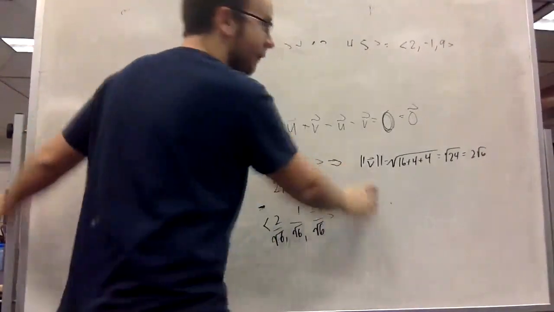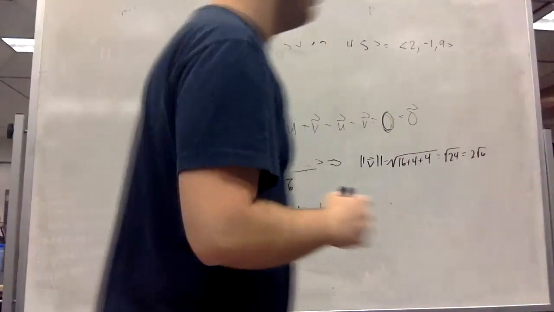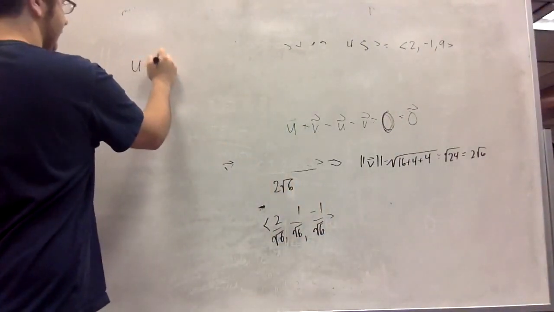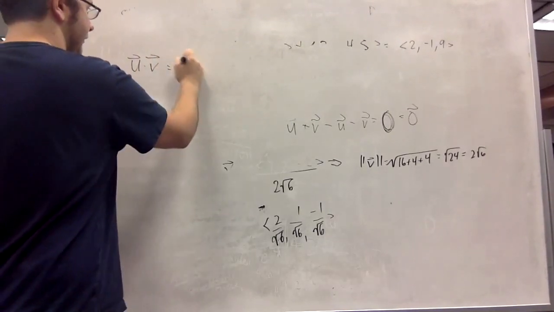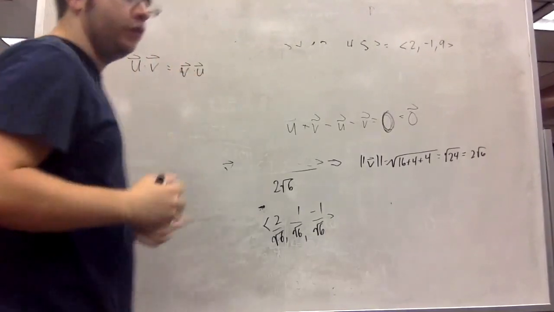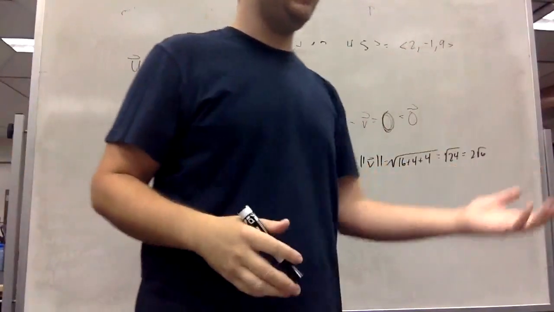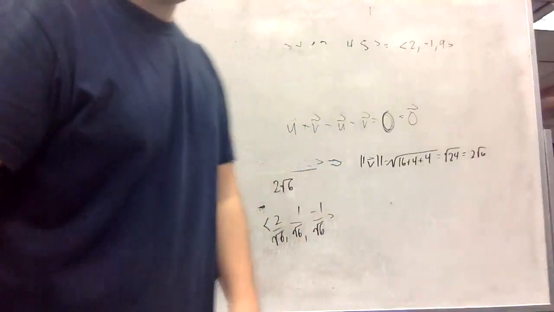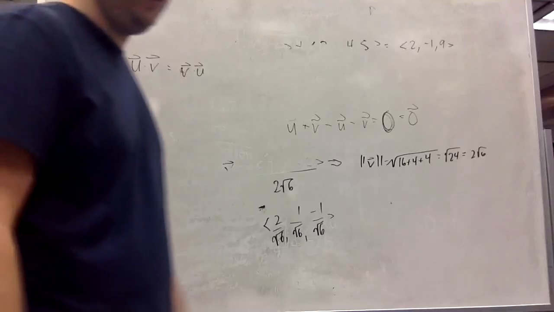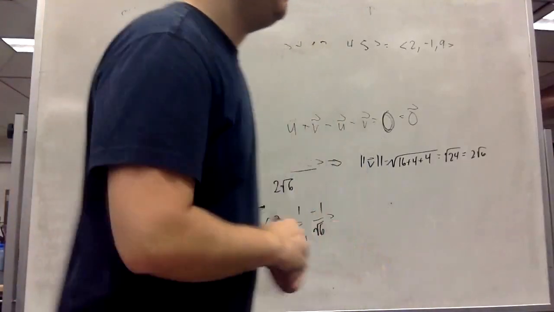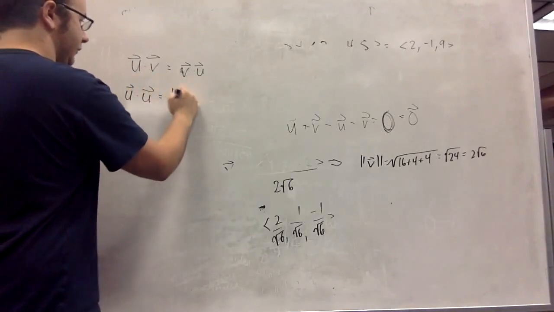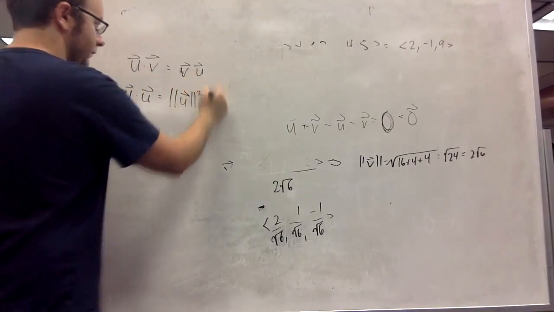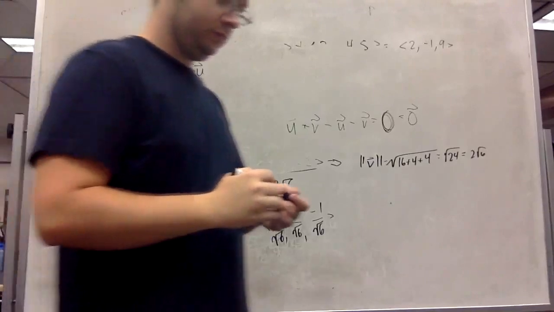The first one is that it's commutative. Commutative is to say that u dot v is the same thing as v dot u. Switching the order doesn't matter, just like multiplication, like 3 times 5 or 5 times 3. That's one rule. Dotting a vector with itself gives you the square of its magnitude. So u dot u is equal to the magnitude of u squared. Good?